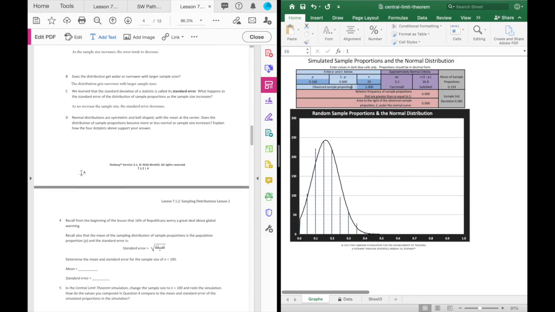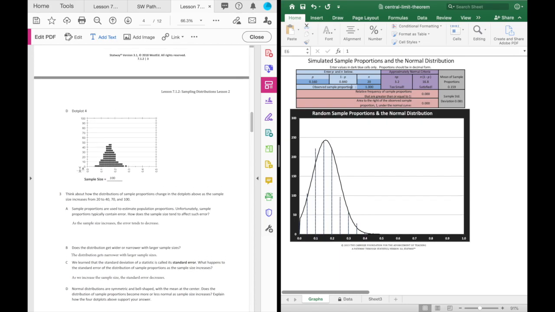Normal distributions are symmetric and bell-shaped with the mean at the center. Does the distribution of sample proportions become more or less normal as the sample size increases? And explain how the 4 dot plots above support your answer. Let's look back at all of these pictures, okay?